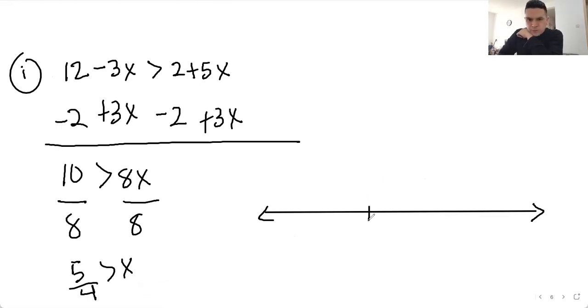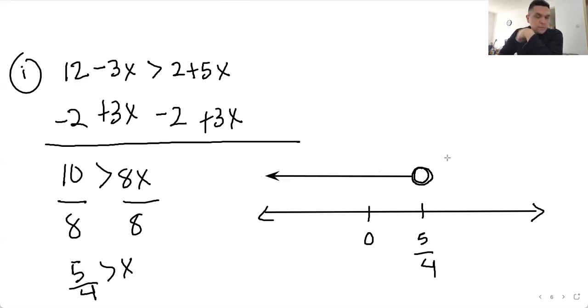5/4. So 0 here, 5/4 approximately around here, and then it says x is greater than. I'm sorry, x is less than, not greater. Yeah, x is less than 5/4. So it's not included, so we draw an empty circle like this, and then if it's less, it's gonna go towards the left. And that's it. This will be the solution for that.